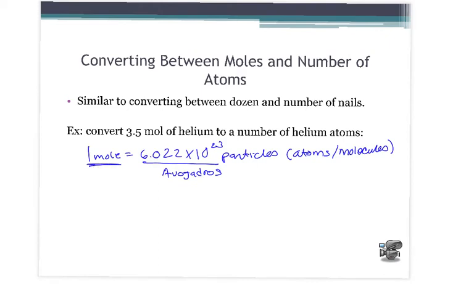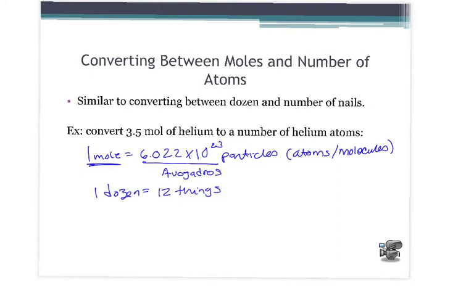This is similar to saying 1 dozen is equal to 12 things. Similar process, except the chemist's dozen is much, much bigger than 12. So let's see, if we are given that we have 3.45 moles of helium, and we want to know the number of helium atoms exactly, how do we go about this conversion?